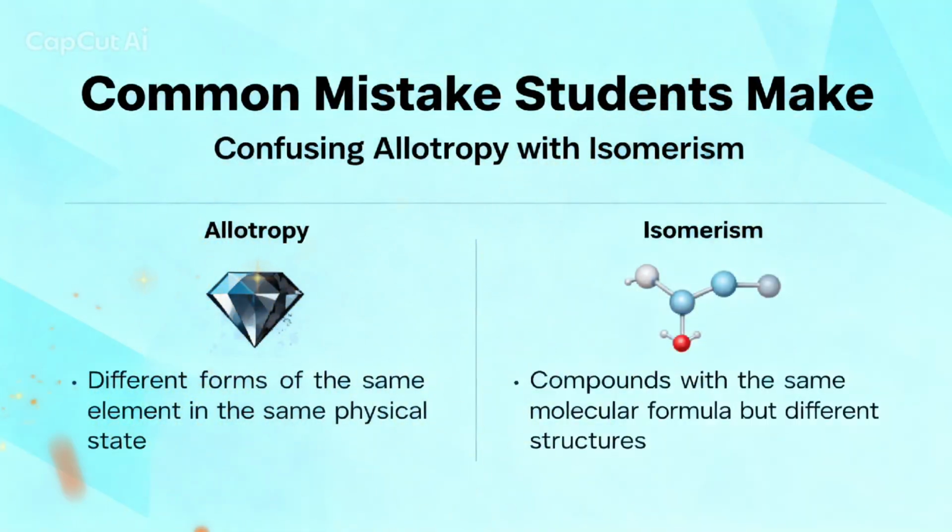Common mistake students make. A lot of students confuse allotropy with isomerism. Let me clear that up real quick. Allotropy is shown by elements. Isomerism is shown by compounds. Don't mix them up in exams, that's a classic trap.